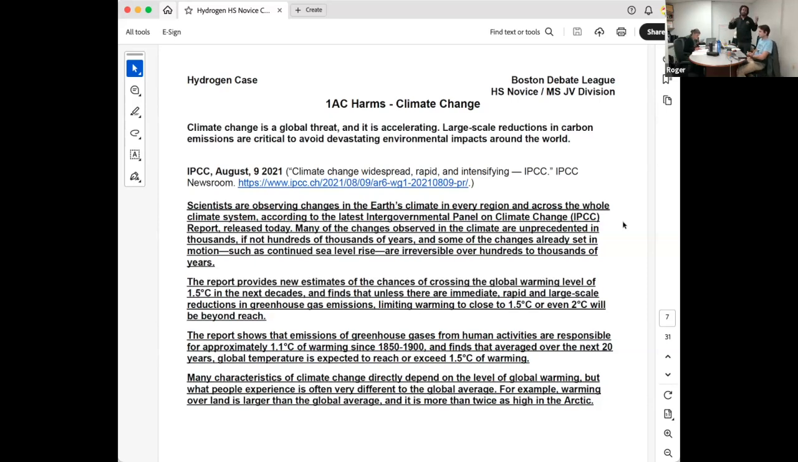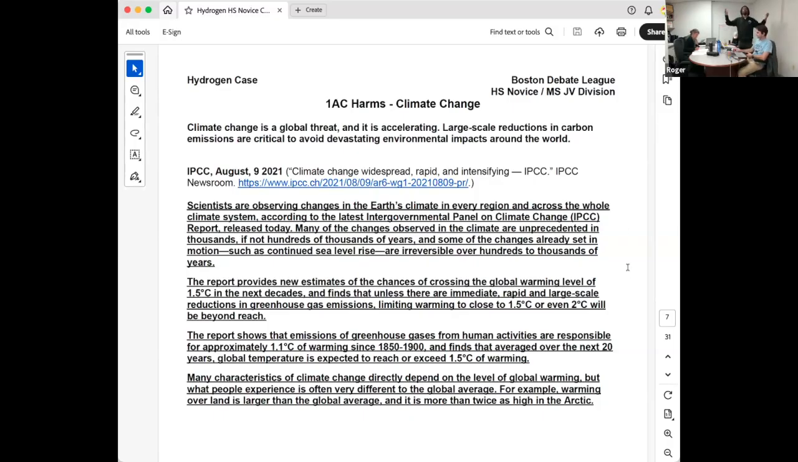Many of the changes observed in climate change are unprecedented in thousands, if not hundreds of thousands of years. So over all of the time that we know, this period of time when the Industrial Revolution really started to kick up is when climate change really started to become a significant problem. So humans caused it. Yep.